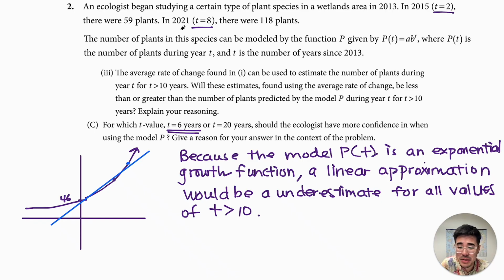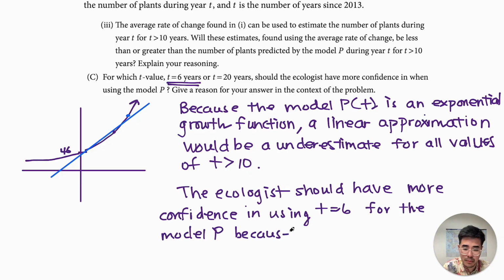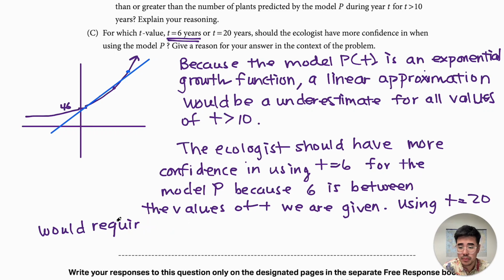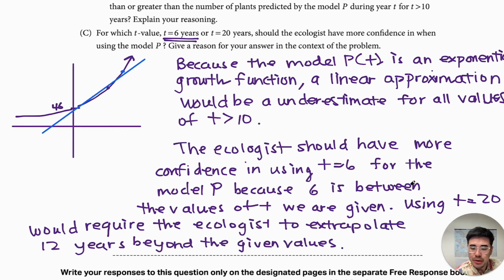So just based off of that alone, we could say that we should have more confidence in t is equal to 6. The ecologist should have more confidence in using t equals 6 for the model P because 6 is between the values of t we are given. Using t equals 20 would require the ecologist to extrapolate 12 years beyond the given values.